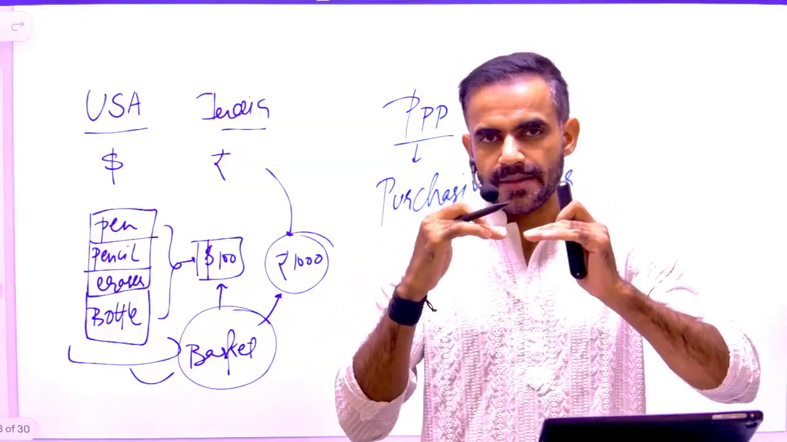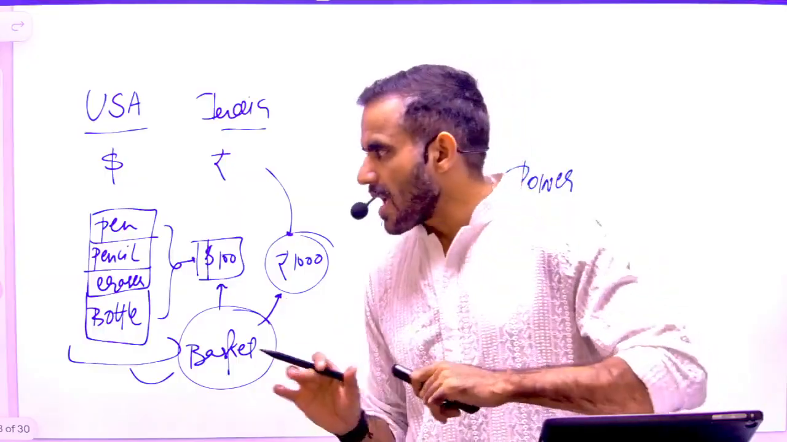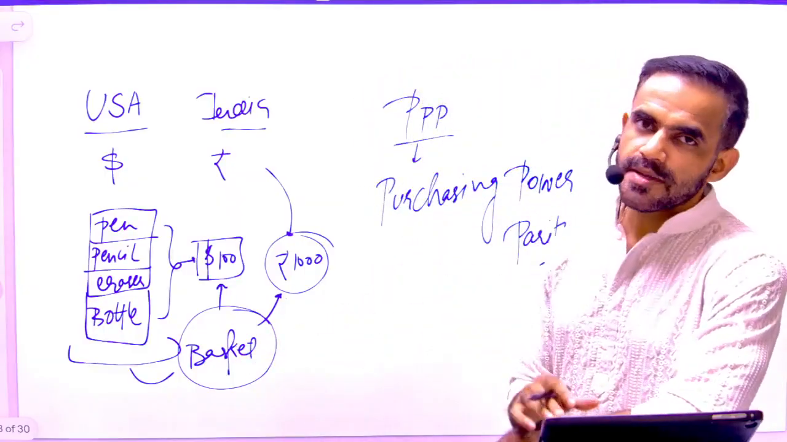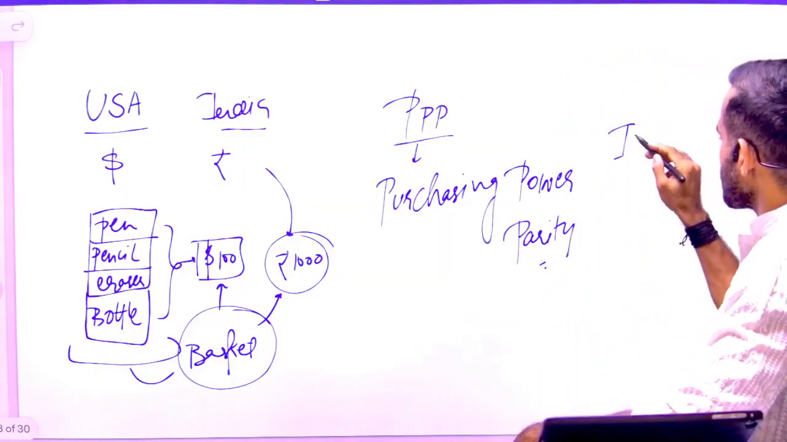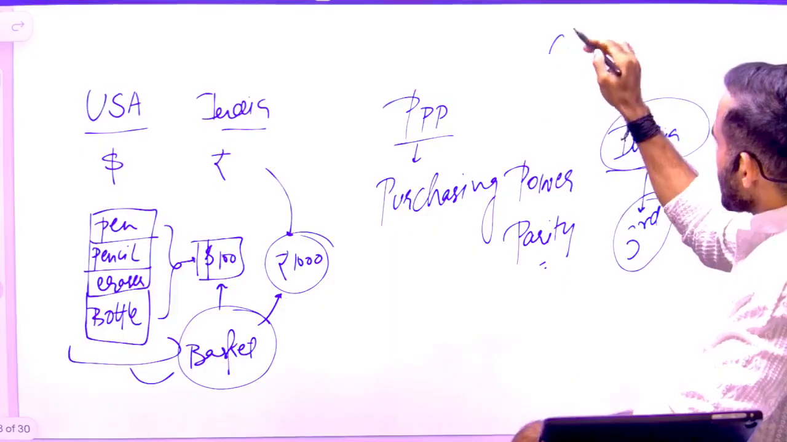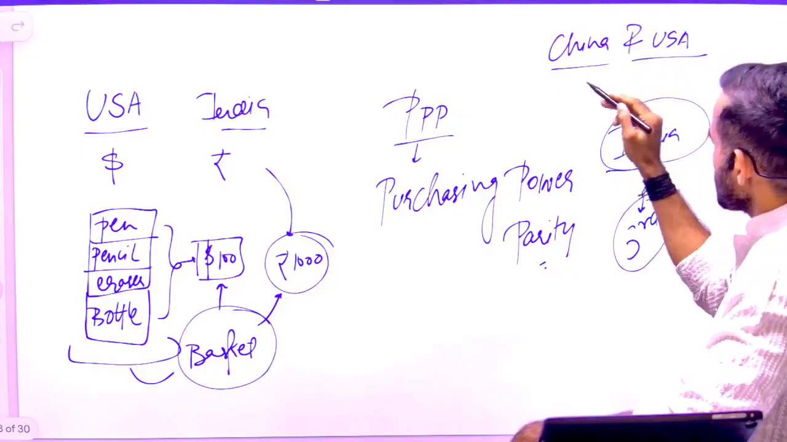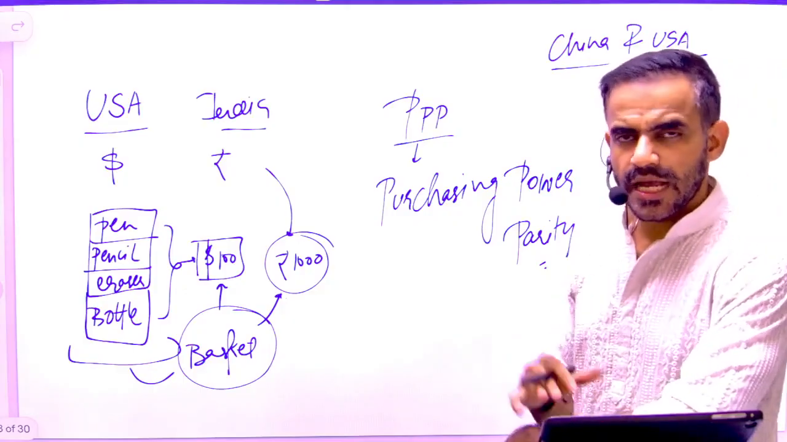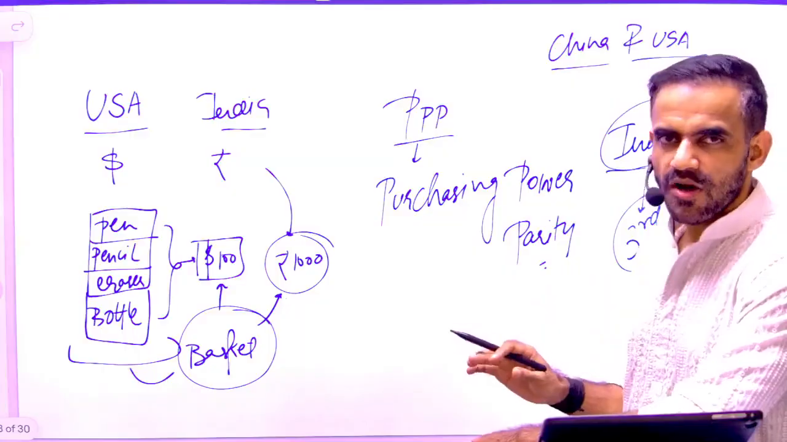Now I am comparing them. So that is referred to as purchasing power parity. Now understand, as far as purchasing power parity is concerned, India is the third biggest economy. China and USA are the two leading economies. That simply means they are in first and second position and India is in third position. That is the meaning of the concept of purchasing power parity.